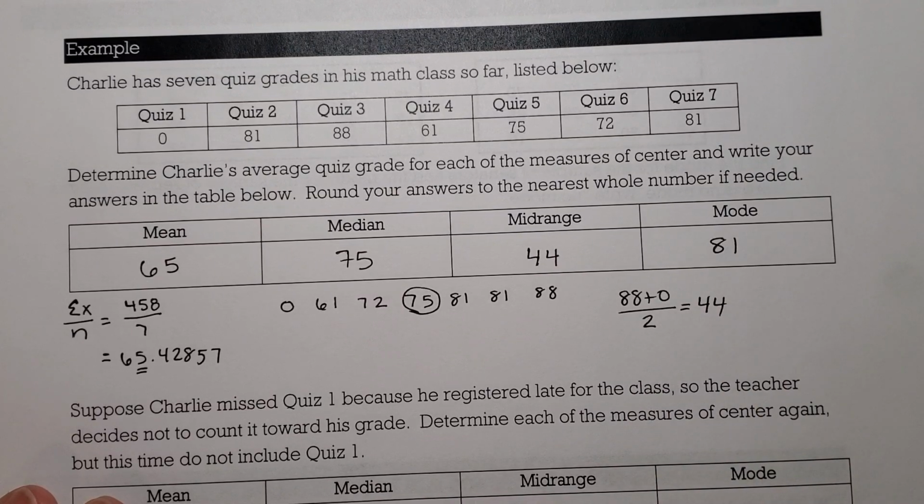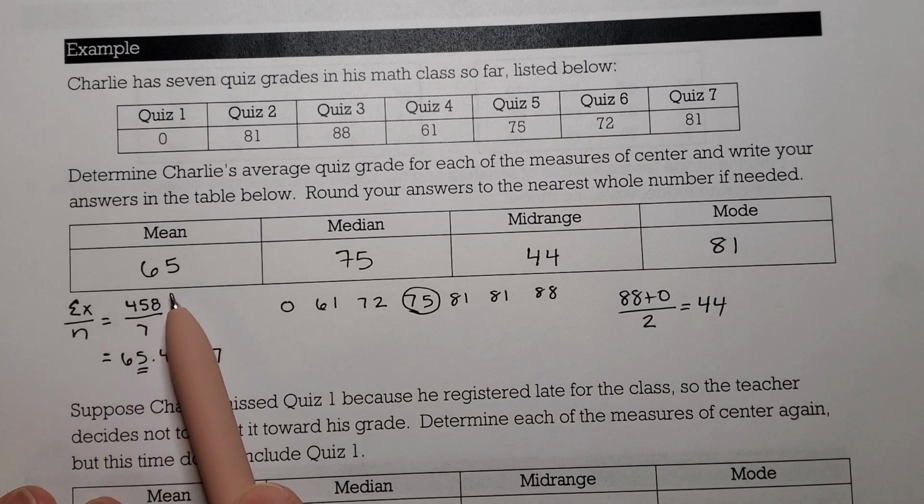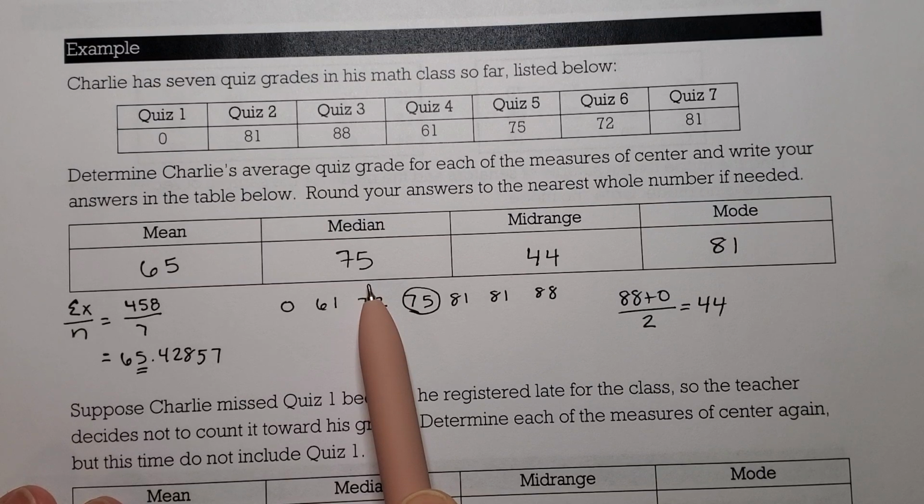So if we're assuming that 90s are A's, 80s are B's, 70s are C's, and so on, if we use the mean, Charlie got a 65. If we use the median, he got a 75, so he had a C.